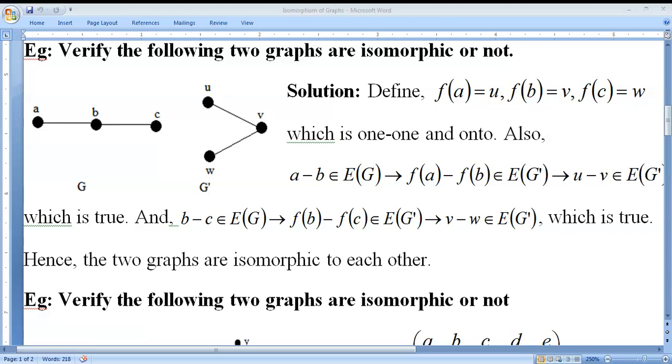Now in order to verify whether the two graphs are isomorphic or not, you need to take an edge in the first graph, and you need to see whether correspondingly f of U, f of V is an edge of G dash. You need to take an edge UV in the first graph and verify whether f of U, f of V is an edge in the second graph. So let us take the edge AB.